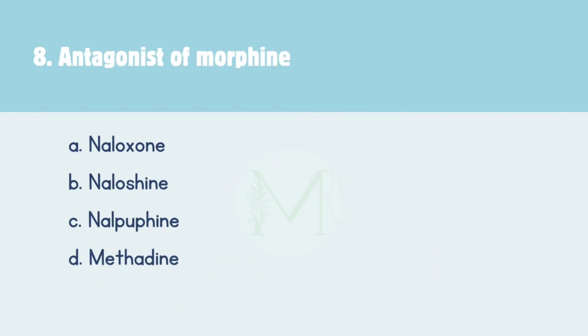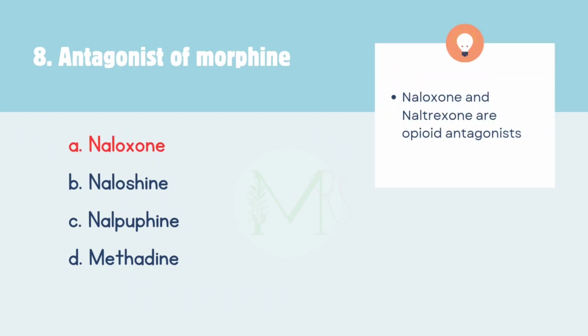Next question is, which of the following is the antagonist of morphine? Naloxone, nalbuphine or methadone? It is again a direct question. Naloxone and naltrexone are opioid antagonists. So in this option, they have given only naloxone, so that's the right answer.